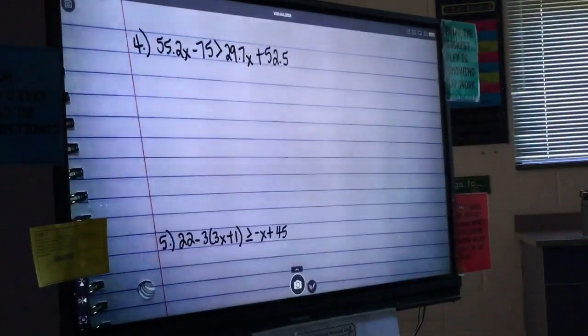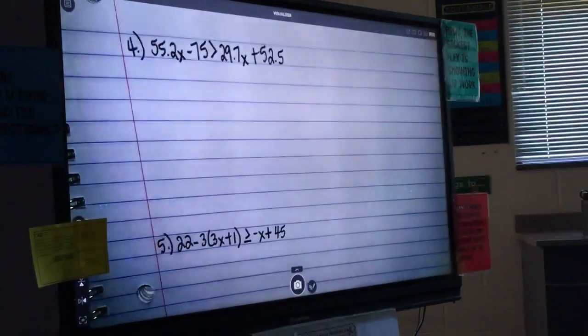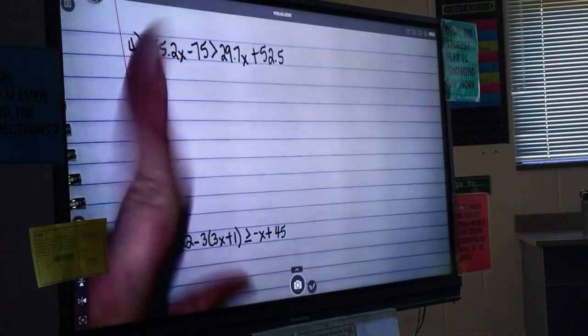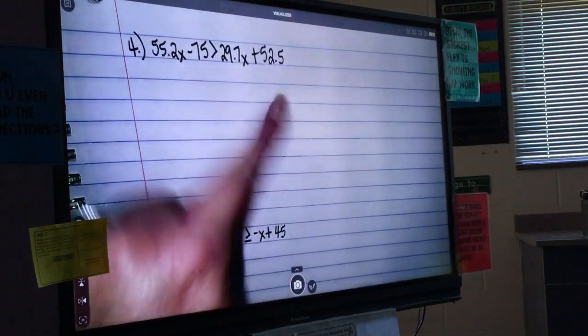All right, let's go over number 4 because we've been working at this for about 6 minutes and the majority of us are still on number 4. All right, let's go through this. Pencils are down. Do we have to distribute for number 4? And how do we know we don't distribute? No parentheses. Do we combine like terms? Is there anything that's the same on this side? Anything that's the same on this side? All right.